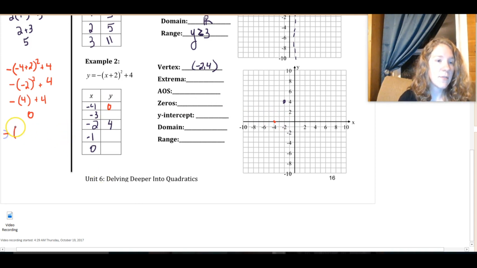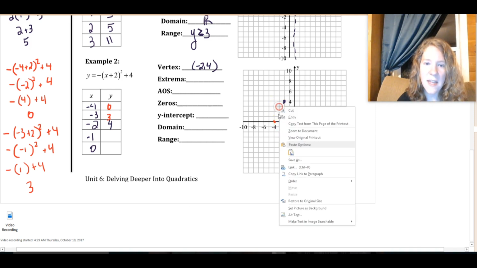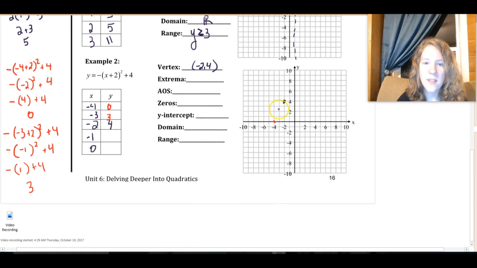Now I'm going to plug in -3 squared. All right, -3 + 2 is -1 squared + 4. -1 squared is +1. -1 + 4 is 3, and that makes sense because it's showing that I have -3 is 3. That's fitting with this curve here along this line. All right, so now when I plug in -1, I expect to get 3.